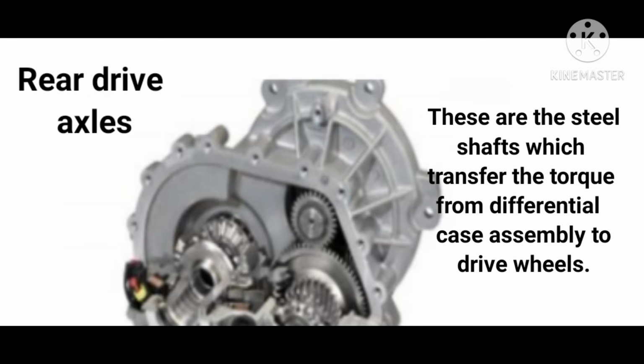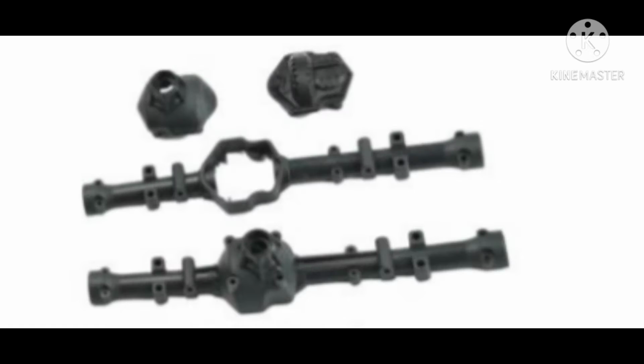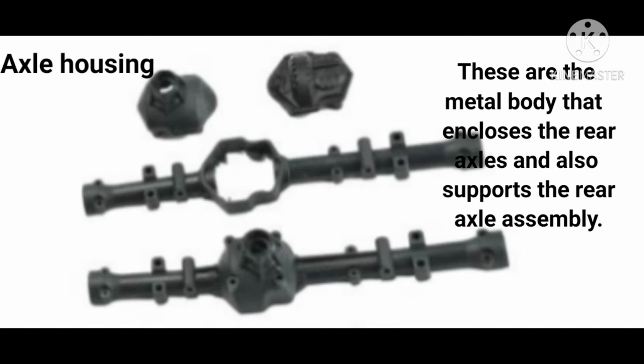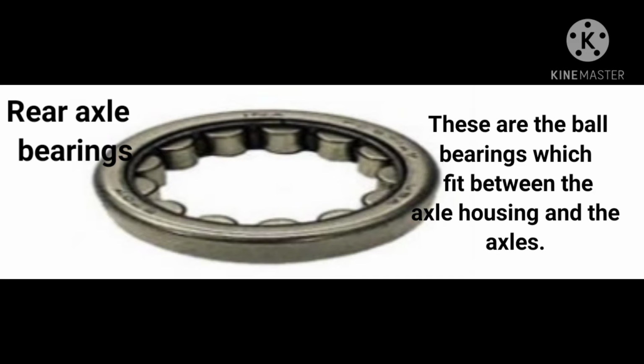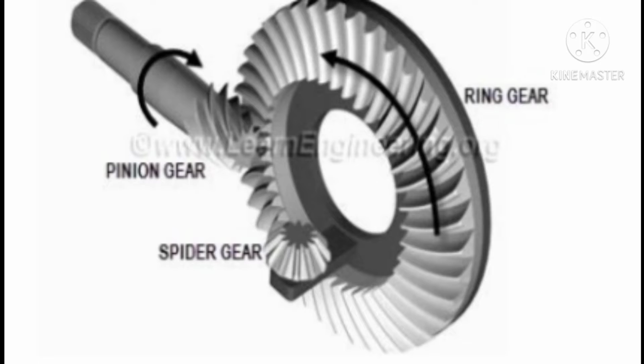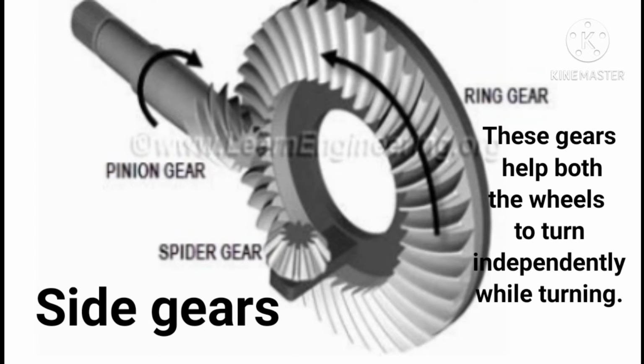Fourth is rear drive axles. These are the steel shafts which transfer the torque from the differential case assembly to the drive wheels. Fifth is axle housing. This is the metal body that encloses the rear axles and also supports the rear axle assembly. Sixth is rear axle bearings. These are the ball bearings which fit between the axle housing and the axles. Last is side gears. These gears help both the wheels to turn independently while turning.